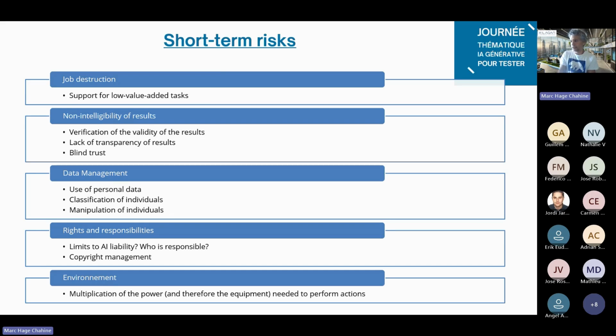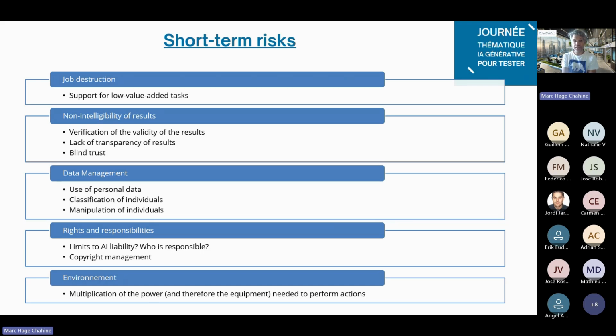The ones we think about are job destructions, because AI will be able to do what some people do currently, which are the basic actions of people. We have also issues with the results. We might not understand the results. We don't know most of the time how the neural network gives the results. So we cannot explain it.